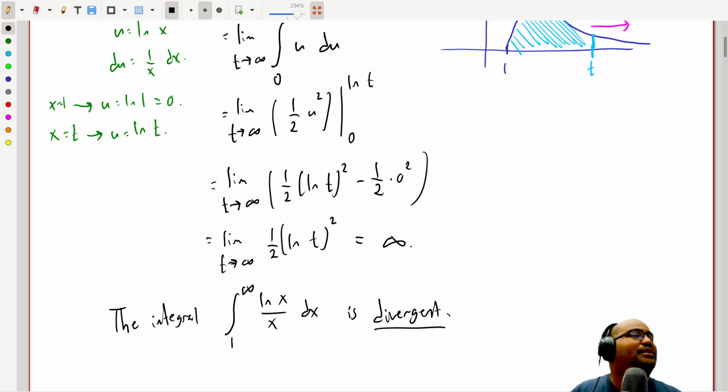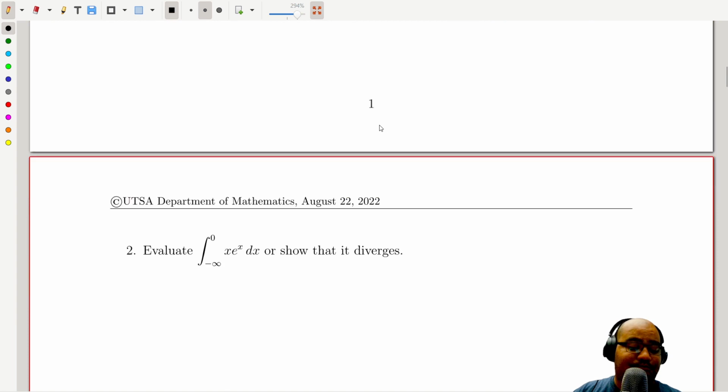Okay, and that's how we handle improper integrals. What was the only new thing here? Well, the only new thing here was to handle the limit. That's it. That's the only new thing that we had to do. All right, let's take a look at another one here.